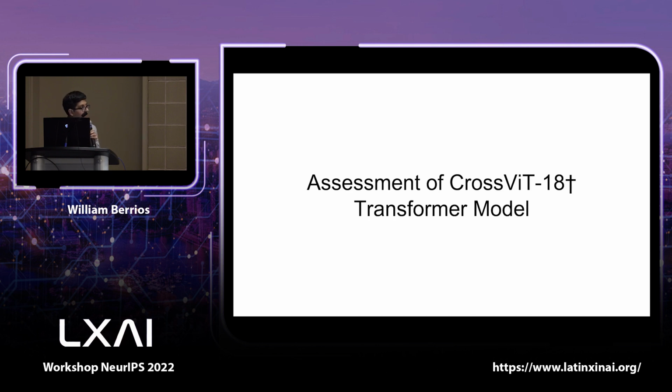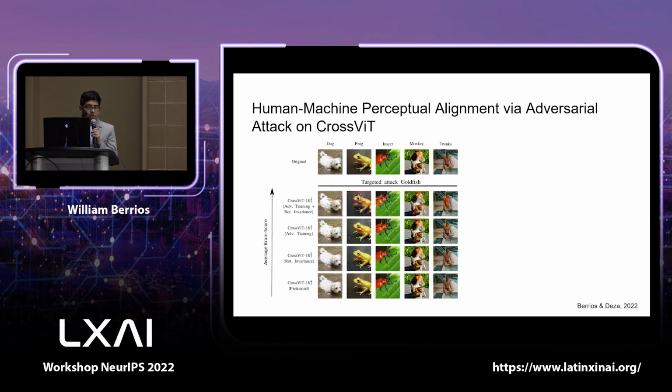So finally, let's talk about some assessment of cross VAT model, transformer model. So we have, for example, hope you can see it, this human-machine perceptual alignment via adversarial attack on cross VAT. At the beginning, at the first row, we have this cross VAT pre-trained network, and we have images that have been targeted attacked to be predicted as a goldfish. So the first row, all the neural network is predicting these images as a goldfish.